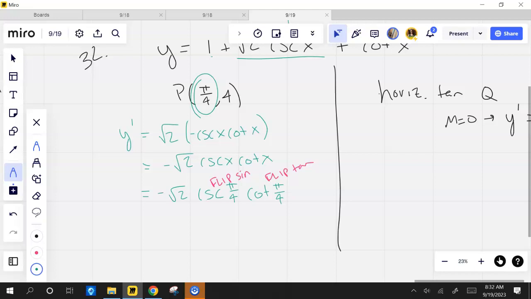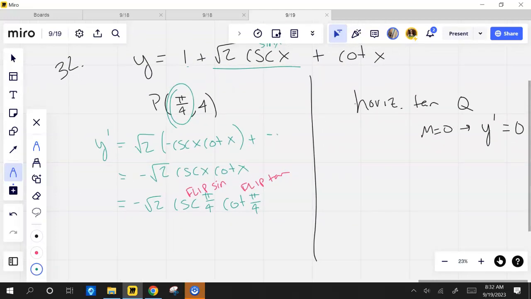What's the derivative of cotangent? Sorry. Are you embarrassed for me? It's okay, I'm not embarrassed. You can be embarrassed for me. Negative cosecant squared pi over 4.